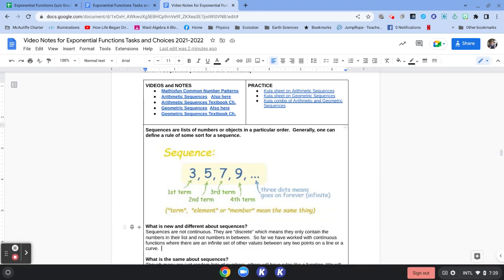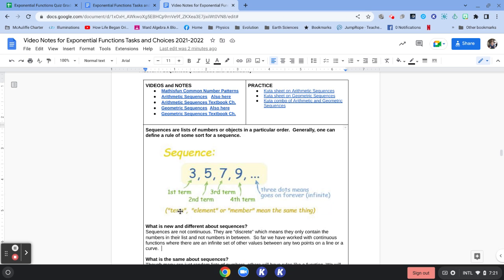So we have here a sequence 3, 5, 7, 9. We would consider the 3 the first term, the 5 the second term, and we're going to refer to the numbers as terms, and it matters what order they're in. These 3 dots means it goes on forever. It's an infinite sequence.